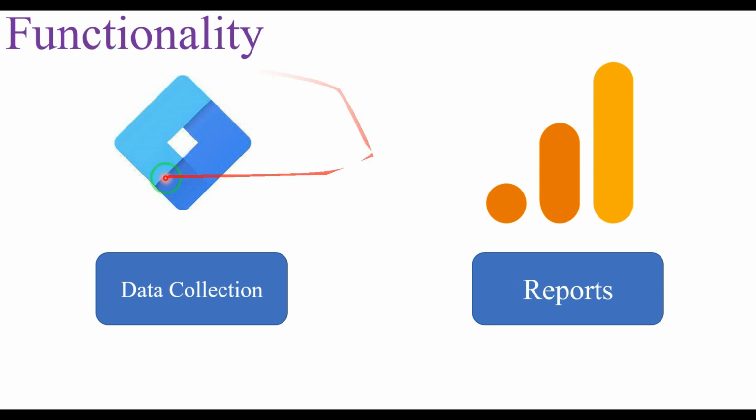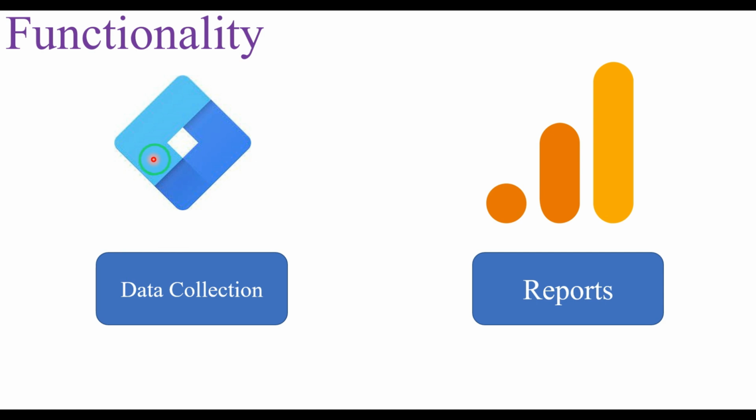Google Analytics is primarily focused on tracking and reporting website traffic and user behavior. However, the Google Tag Manager's focus is on data collection for Google Analytics. In other words, Google Tag Manager focuses on managing and deploying tags on your website without requiring code changes.